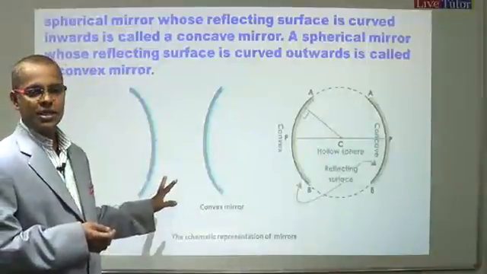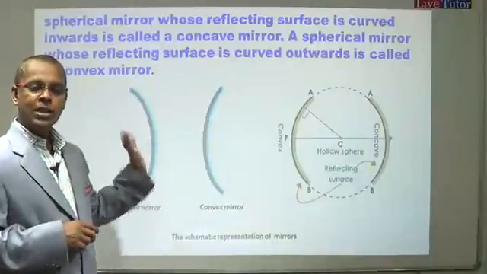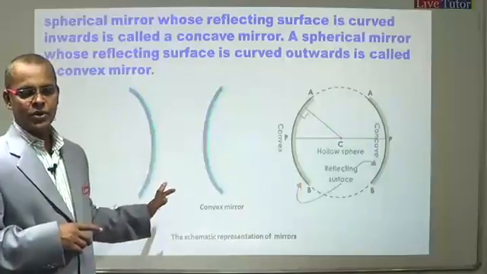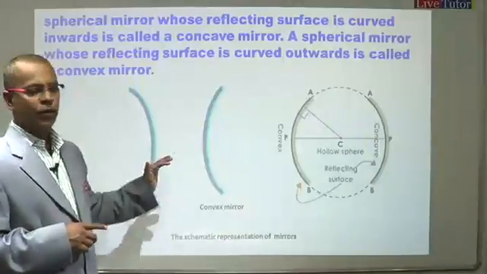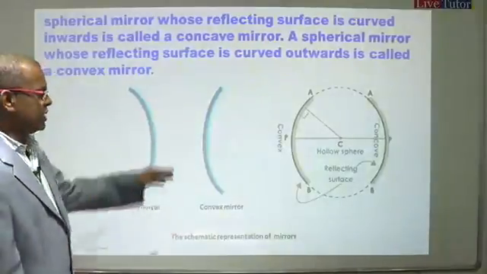This is not a lens. A lens is a transparent medium. Here we are talking about a one-side reflecting medium, where the other side is coated with a reflecting surface. So here we have to talk about mirrors only. Remember that: convex and concave mirrors. Two mirrors we are talking about.